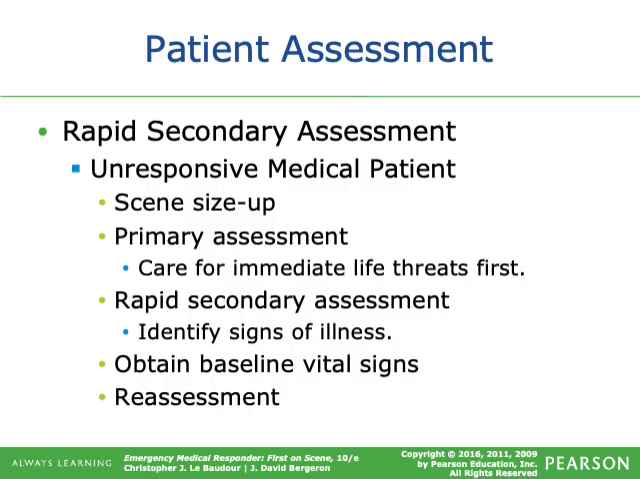All right, patient assessment. You've got a rapid secondary assessment. This is going to be for an unresponsive medical patient. Initially, you're going to do your scene size up. Then you're going to do your primary assessment. You're going to care for the immediate life threats first. Again, airway, breathing, circulation, sometimes circulation, airway, breathing. Rapid secondary assessment is going to identify the signs of the illness. You're going to obtain a baseline set of vitals, and then you're going to reassess your patient and be able to trend and see how your treatment is working so far.